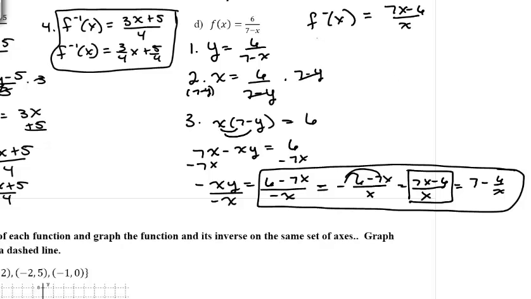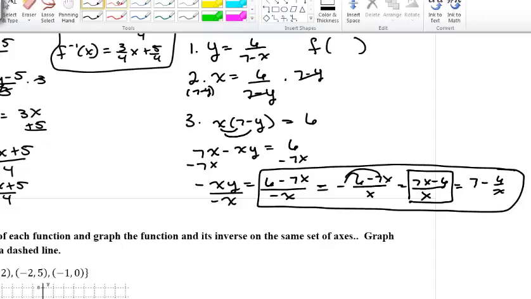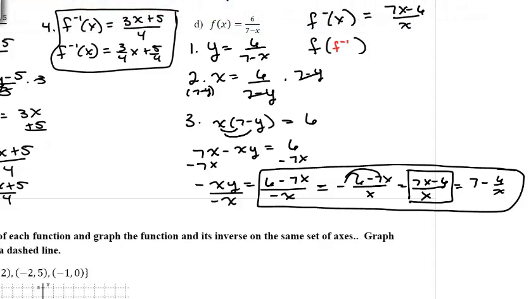And I'm also going to show you that these two are in fact inverses of one another by plugging them into each other, just like we did for the last example. So first I want to find f of f inverse. So my function f is 6 divided by 7 minus x. So I'm leaving a parenthesis there for x, because what I'm going to put in that parenthesis now is my inverse function, which is this 7x minus 6 over x.